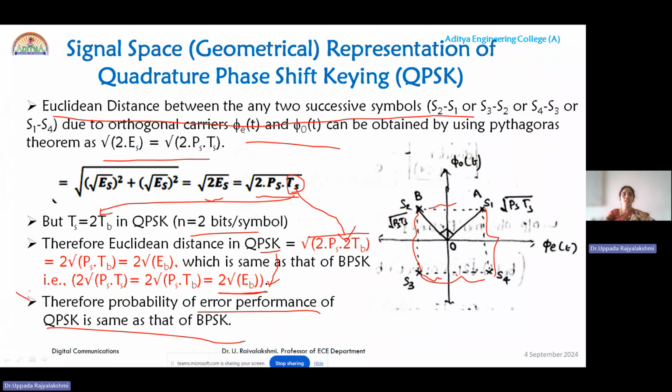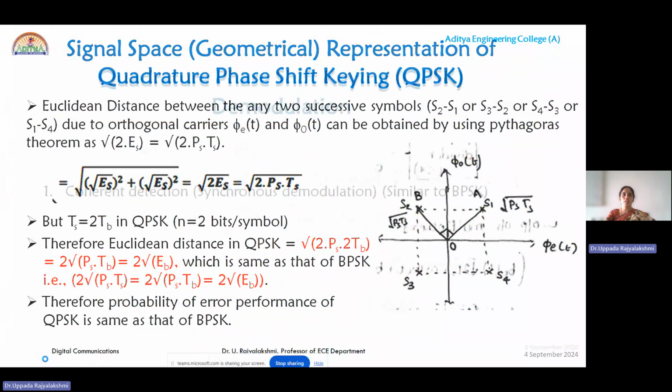That is the main advantage of QPSK, so that the SNR also remains same for both the systems, even though you group the 2 bits per symbol. So bandwidth is also less for QPSK. So these are all the advantages of QPSK.